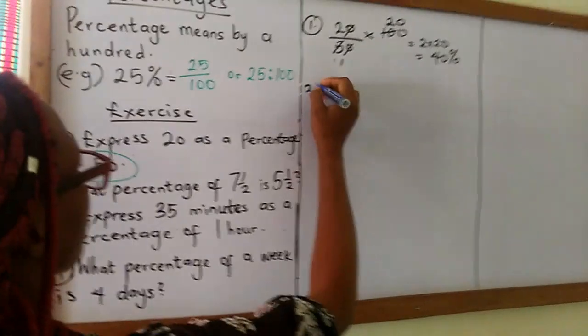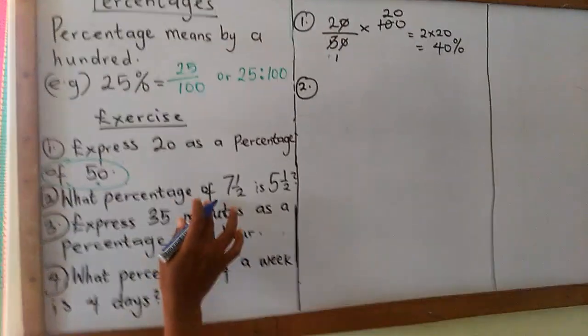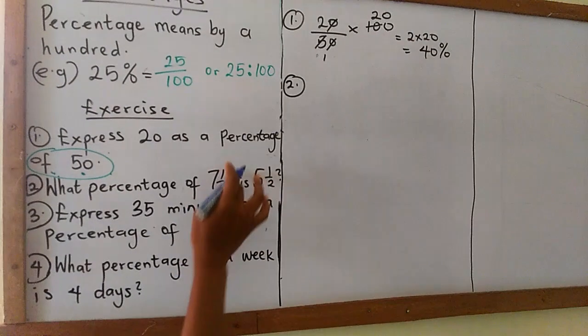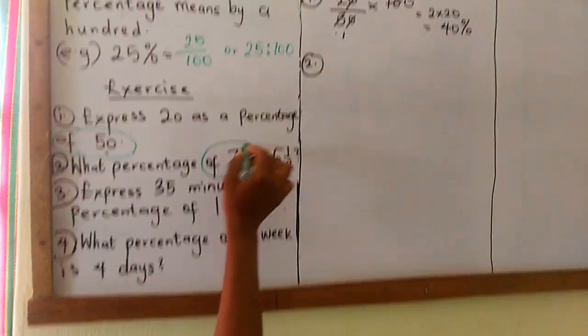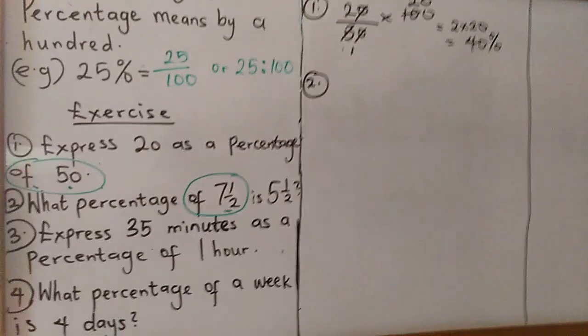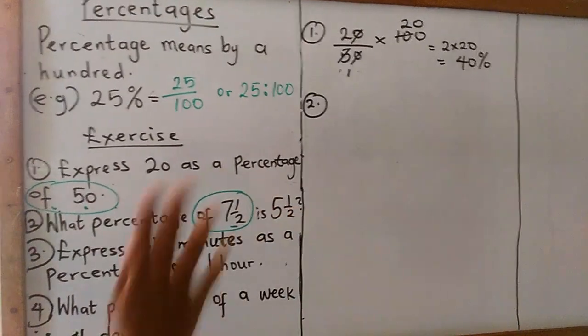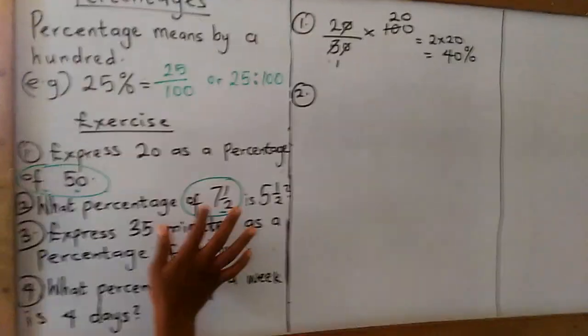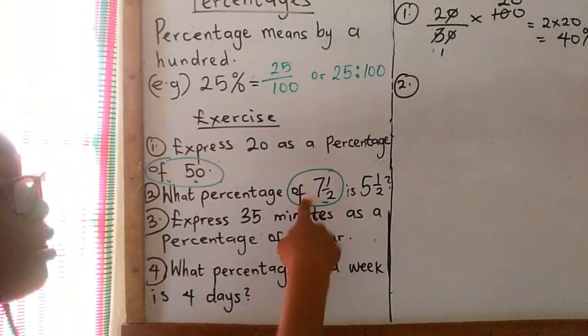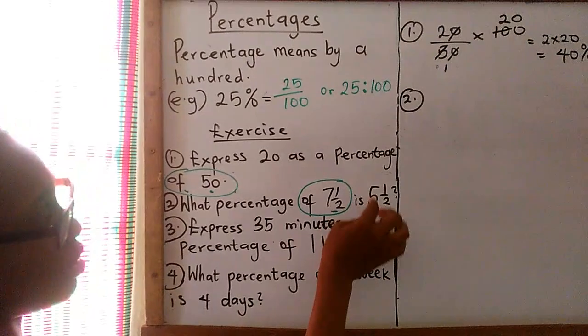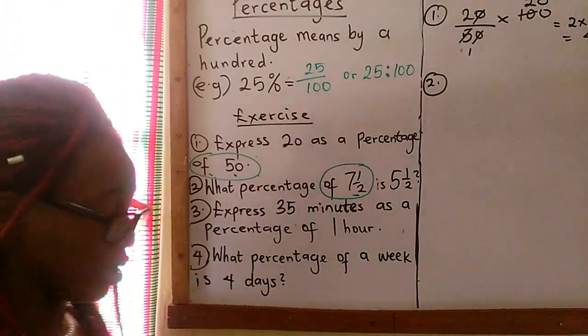Now for question 2, what percentage of 7 whole number 1 over 2 is 5 whole number 1 over 2? Don't forget the "of". So this is our denominator. How is it our denominator? You can see that the "of" is very close. We are talking of this. So in that sense, 5 whole number 1 over 2 is our numerator.